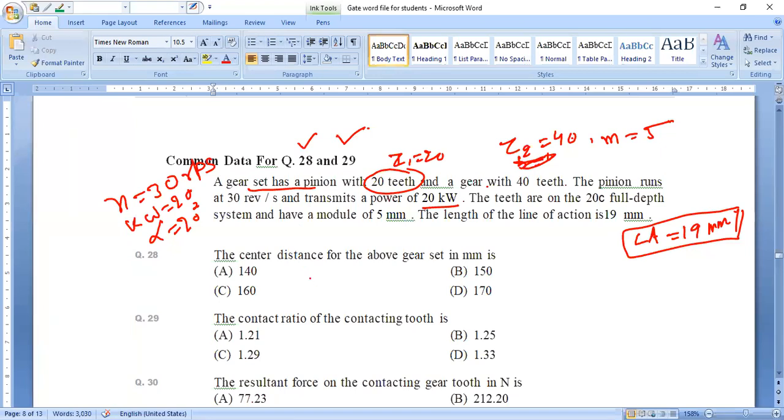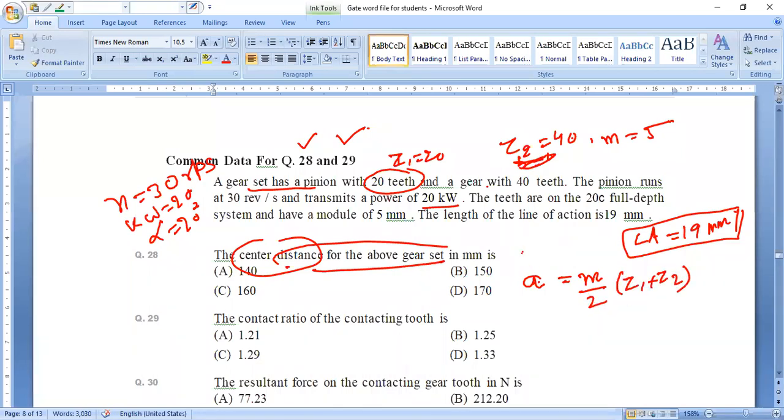So we have to calculate the center distance for the above gear set. Center distance का formula होता है, small a is the center distance. It is given by module divided by 2 times Z1 plus Z2. This is the formula for the center distance. So in this question, module is given 5 by 2. Z1 is given 20. Z2 is also given 40.